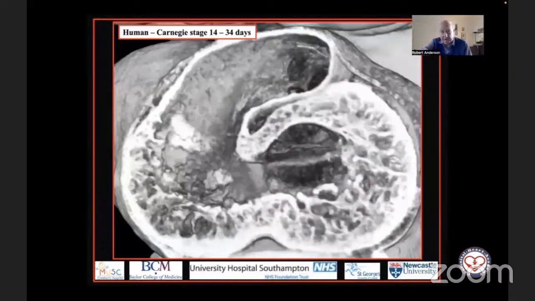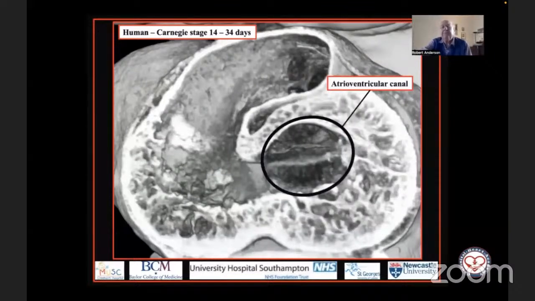And here we've gone another 2 days, but we're still at the stage of ballooning. So there now you're looking at the undersurface of the atrioventricular canal. And what I hope you can see is that the atrioventricular canal at this stage is supported exclusively by the cavity of what will become the left ventricle. And that is ballooning from the inlet part of the primary heart tube.